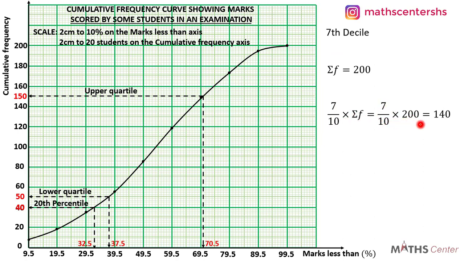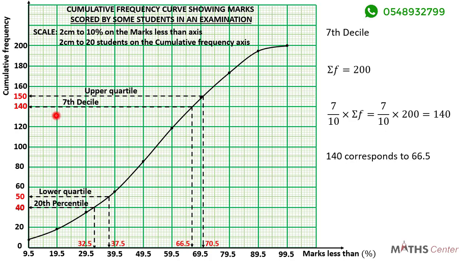So to get the 7th decile, we will locate 140 on the cumulative frequency axis, which is here. We will trace it to the curve. From the point where it meets the curve, we will trace it to the horizontal axis. And then we will read the value there. I'm having 66.5. So from the curve, the 7th decile, which is at the 140th position, corresponds to 66.5. So it means that the 7th decile is 66.5%.